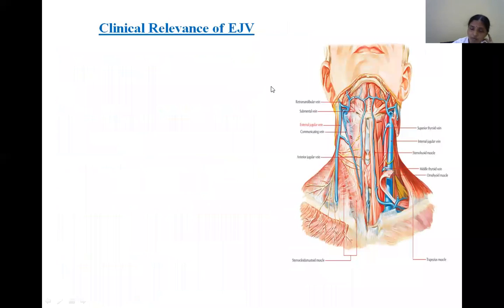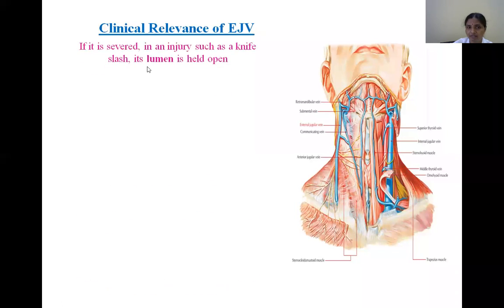What is the clinical importance of this external jugular vein? If you want to drain a subcutaneous abscess and you give a deep incision, what happens? It may damage this vein, and moreover the structures beyond this also. What are those structures? The superficial cutaneous nerves. So what is the clinical relevance?